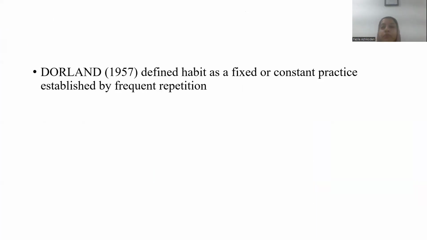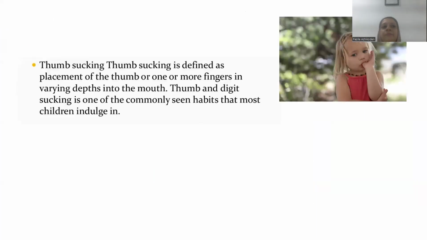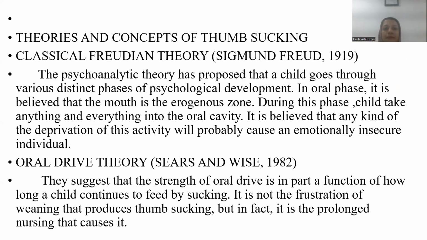There are many habits which are commonly seen in children, such as the mouth breathing habit, the thumb sucking habit, and the tongue thrusting habit. Thumb sucking is one of the most common habits seen in children at a very young age, and it is defined as the placement of the thumb or one or more fingers into varying depths into the oral cavity. So let us see what is the cause for this thumb sucking habit, or what are the concepts and theories of thumb sucking habit.